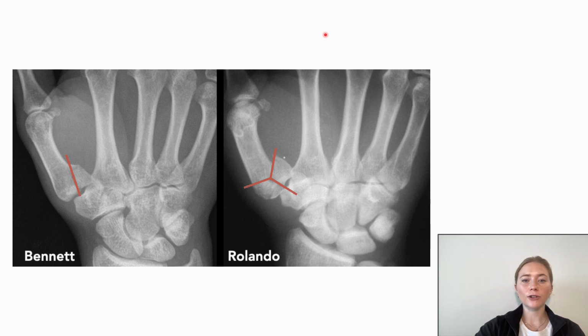A Rolando fracture, because it involves the entire joint surface, is either comminuted, so it has a shattered appearance at the joint, or it has this characteristic Y shape, as you can see on the diagram here. These fractures are even more unstable than Bennett fractures because of their greater joint involvement, so identifying them on X-ray is important to guide treatment.